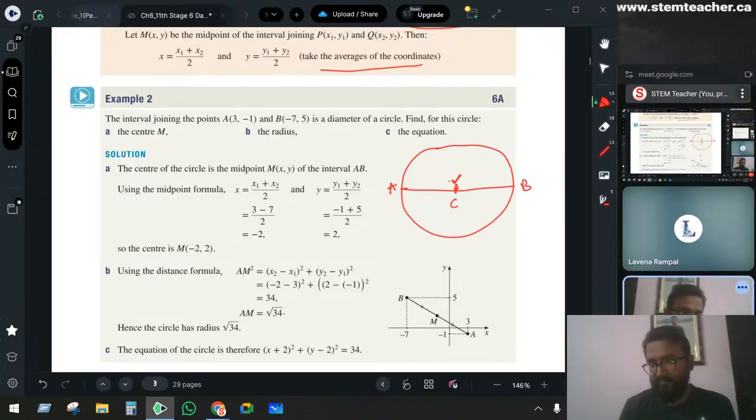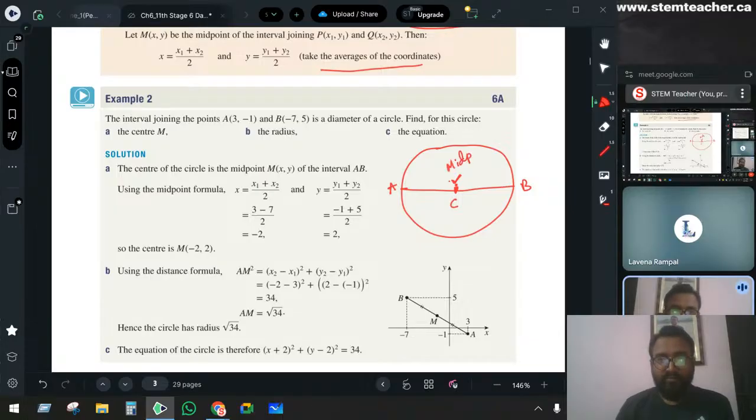What is the center? Half of A plus B. Half of A plus B. That's a point. It is not a single point, it's a coordinate, which means it's the midpoint.